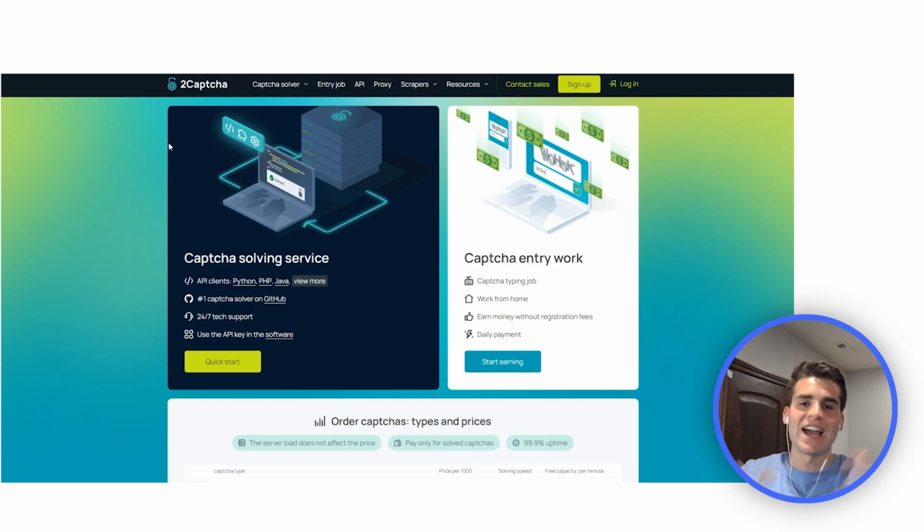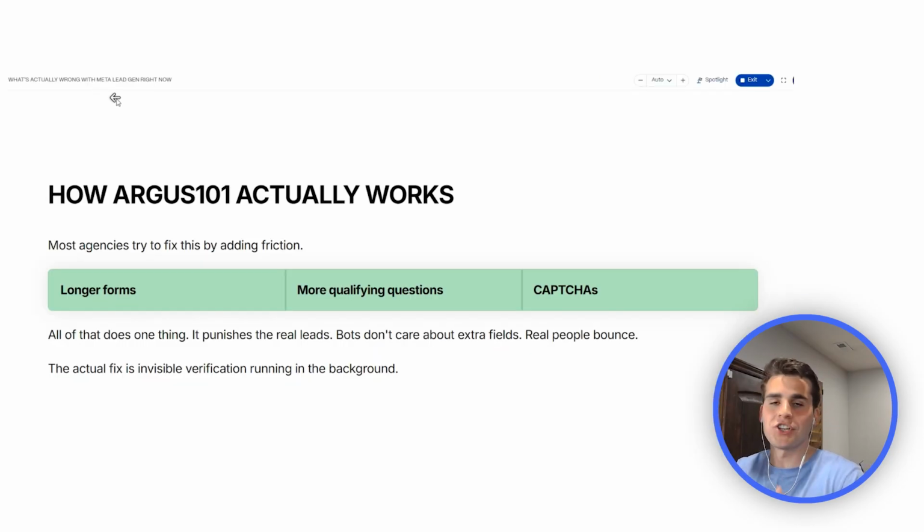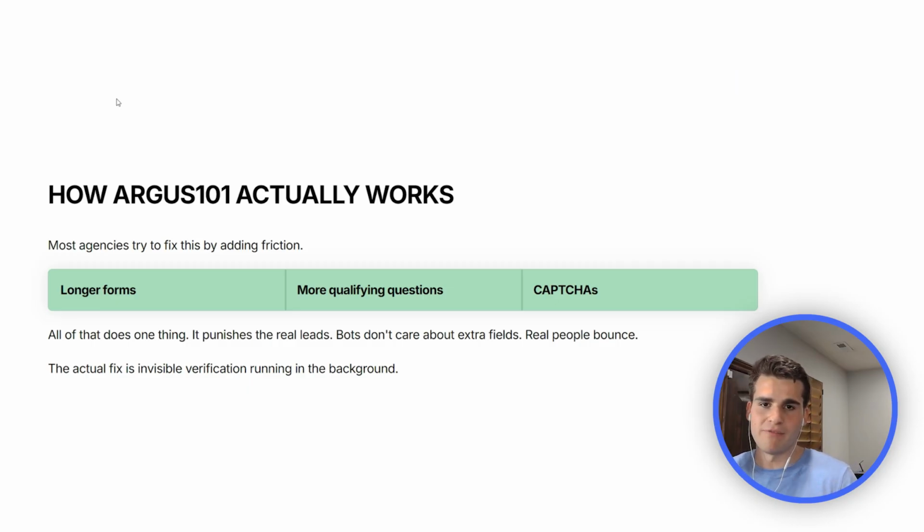So as you can see, there's an entire industry around beating CAPTCHAs. And all CAPTCHAs do, again, is they add friction. And it just punishes the real leads and pisses your actual customers off. And bots, they don't care about extra fields. If they're programmed to beat a form, they're going to beat your form whether you like it or not. So real people bounce. The actual fix isn't with CAPTCHA and clicking a bunch of puzzles and trying to figure out where the elephant is on the screen. It's the invisible verification running in the background, so the bot isn't even aware that they're actually being monitored.